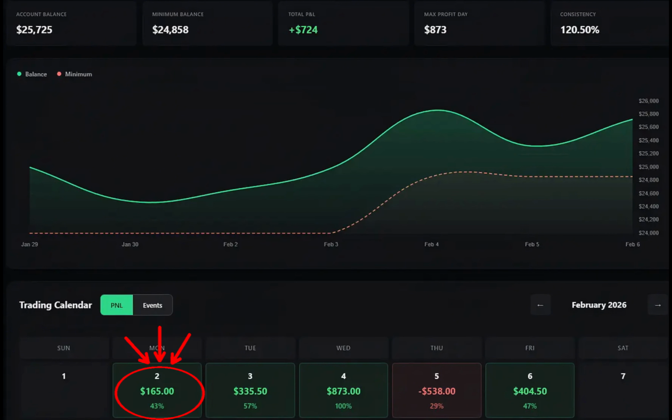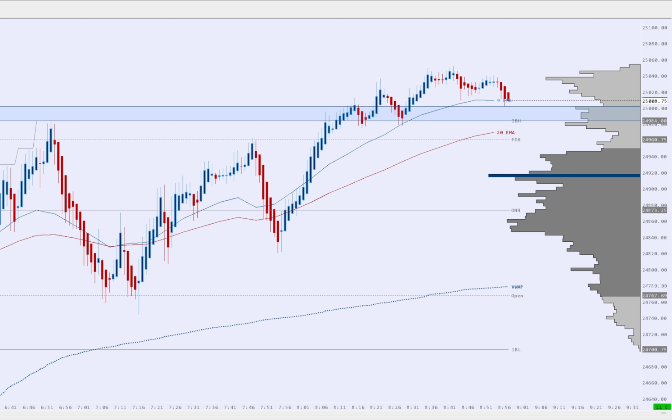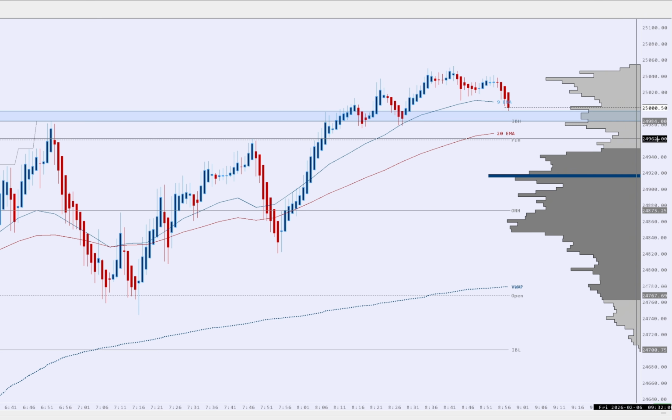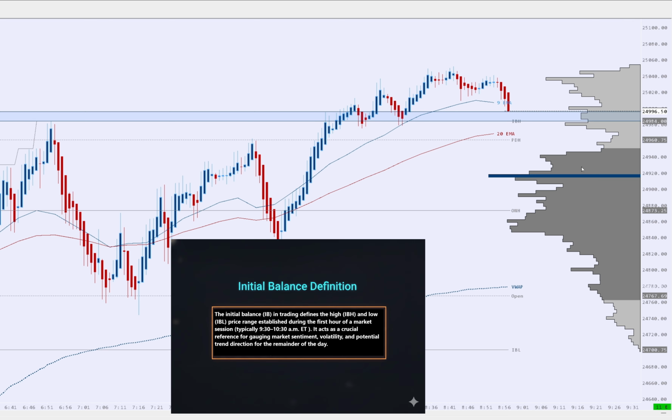The best setups this week for me were definitely the break and retest of the initial balance. And those literally saved my account from almost blowing up to giving me a healthy buffer going into this week. Let's go through some quick initial balance definitions and stats that I look for to set up my trades for the break and retest. So the initial balance is the range set in the first hour that the market opens.